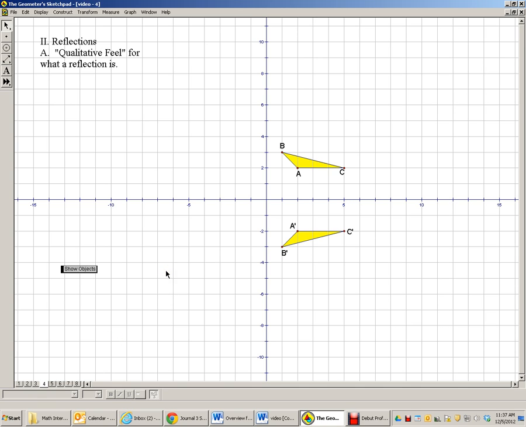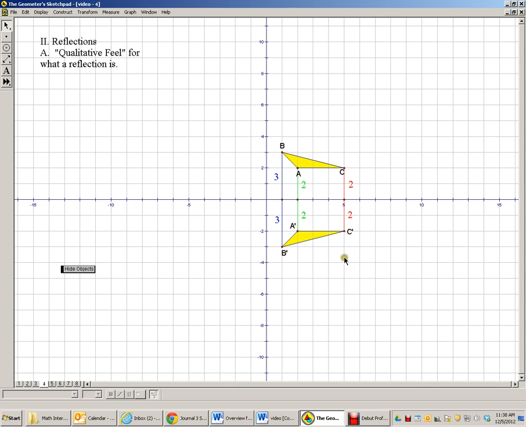Starting just with a qualitative feel of what a reflection is. A reflection happens when something is reflected, when it's sort of flipped over a line. Whenever you reflect an object, you need to have a mirror line. In this case, I see that this object, triangle ABC, which is located here, has been flipped over the x-axis. In this case, the x-axis is the mirror line that produced this reflection.